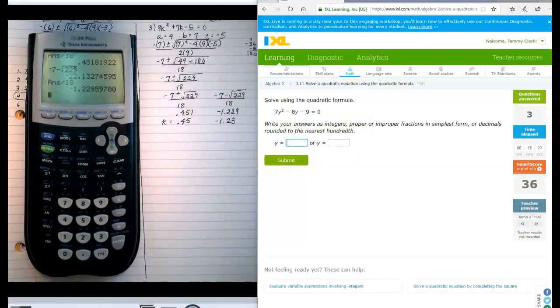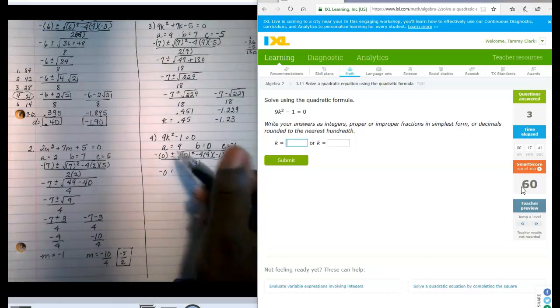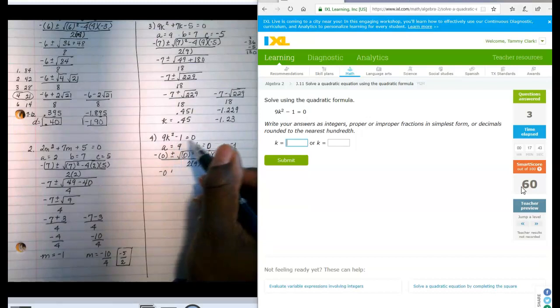Alright, let's go ahead and look at the next one. As you can see on the right hand side, I just jumped a level so that you can see what every level looks like, because if I took the time to do every single problem, we would be here for a very long time. So our next one was 9k squared minus 1 equals 0.